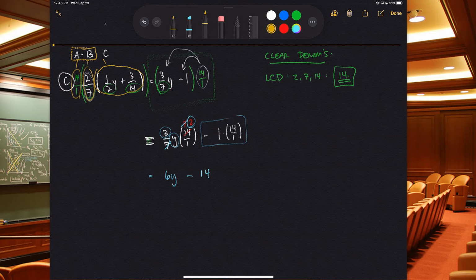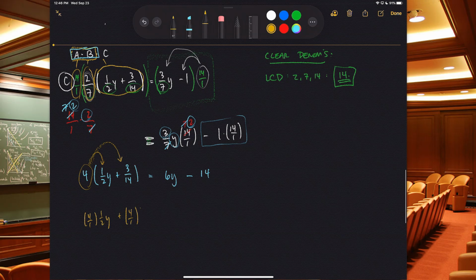Okay, so let's do that. So what's 14 over 1 times 2/7? Let's write this out a little bit bigger. 14 over 1 times 2/7. We get to cancel a 7 and we're left with just 2 times 2, which is 4. So we're left with 4 out front. That's what these A and B factors reduce to, times 1/2 y plus 3/14. Okay, so now we can go ahead and distribute again inside here. And so we'll see 4 over 1 times 1/2 y, plus 4 over 1 times 3/14. Still have the same stuff on the right side.